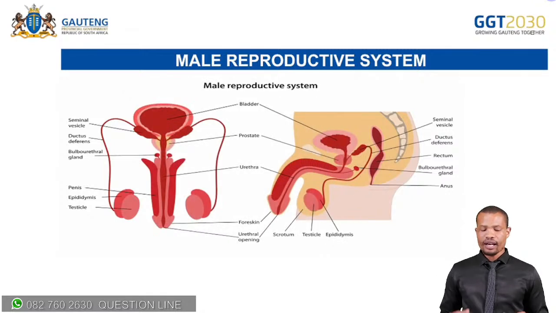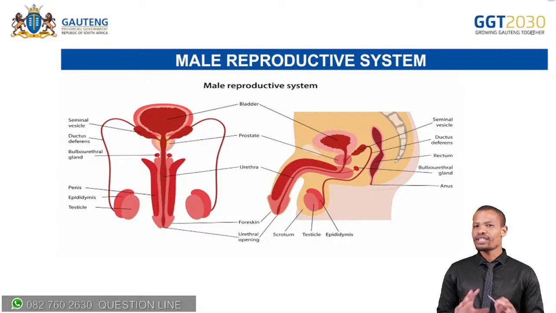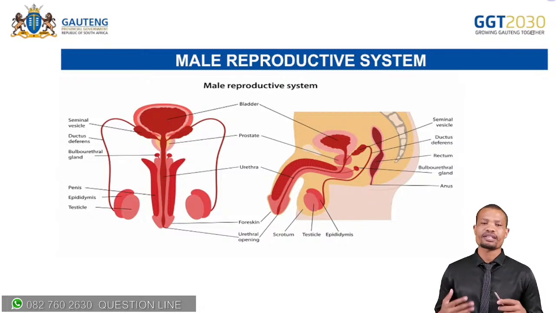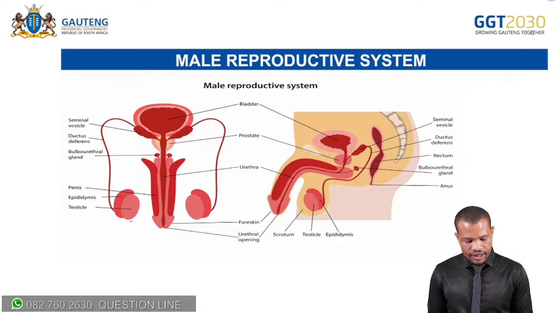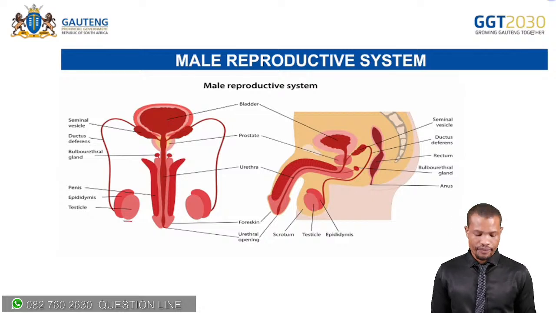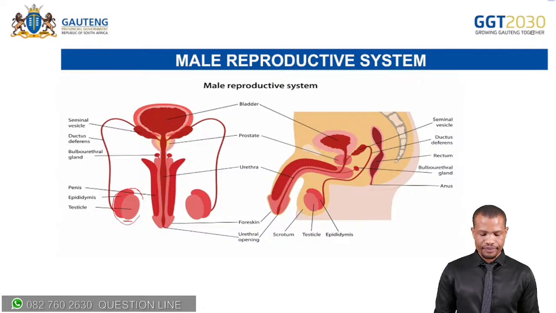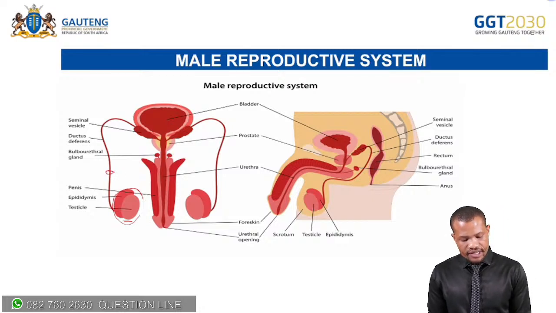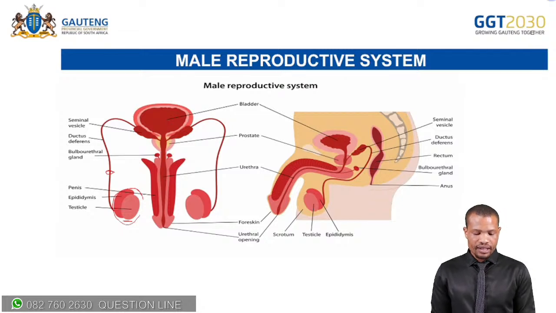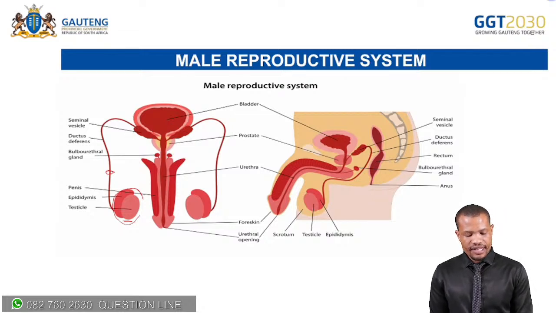Let's move on. Now let's talk about the male reproductive system. So this is a picture of the male reproductive system. I'll just show you where each of these parts are located. So right here we have the testis or testicle. Then we have the vas deferens or the sperm duct. The sperm duct is connected to the seminal vesicle, which is this part over here, which connects to the urethra.